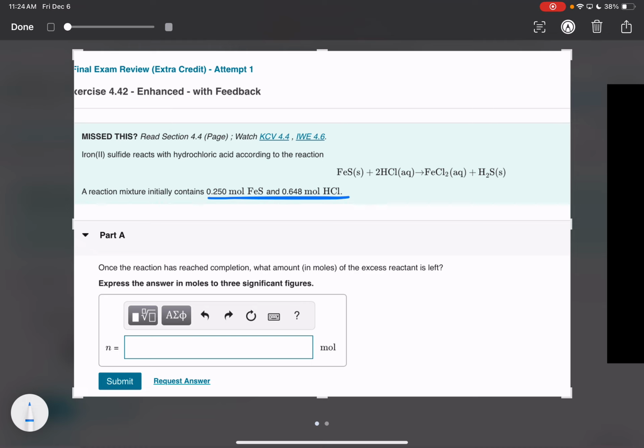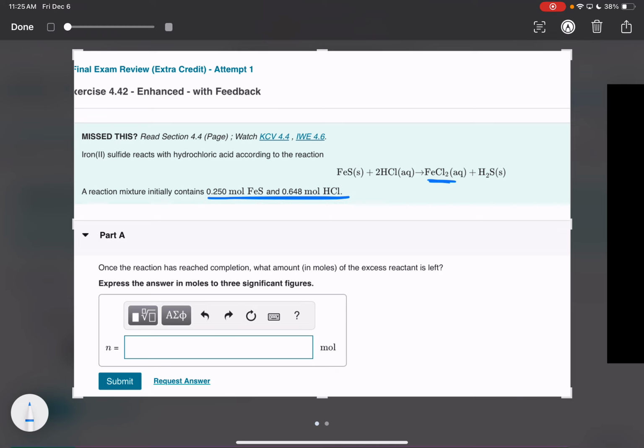We have 2 reactants, so I immediately know that I'm going to have to do 2 separate stoichiometry problems and pick the smallest product made. And that's my actual amount of product made. Now in this equation, they don't tell you which product to look at, so it doesn't matter. You can do either one.